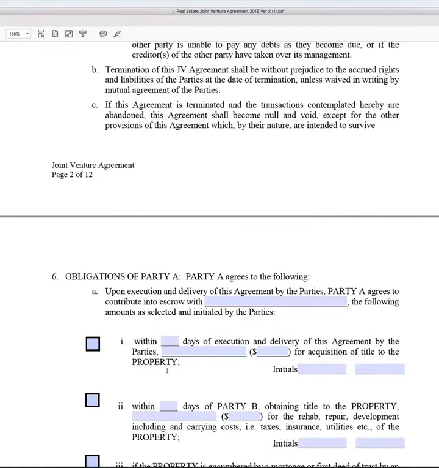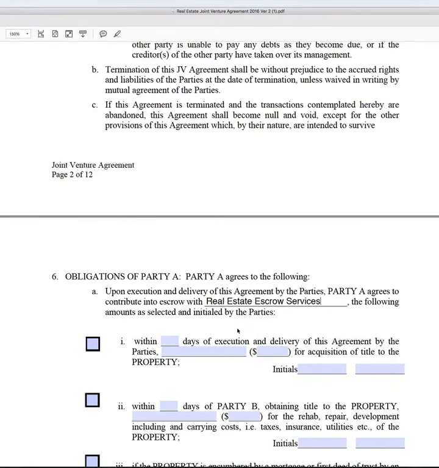Okay, now let's talk about the obligations of Party A, the person who is funding the joint venture. So read this clause right here. Upon execution and delivery of this agreement by the parties, Party A agrees to contribute into escrow with, now you're going to enter in the name of the escrow company here, let's just call it Real Estate Escrow Services, the following amounts.